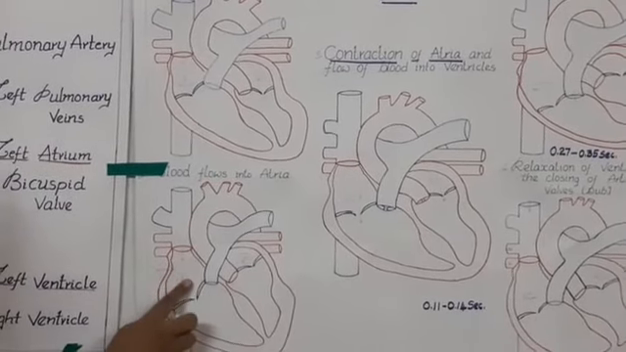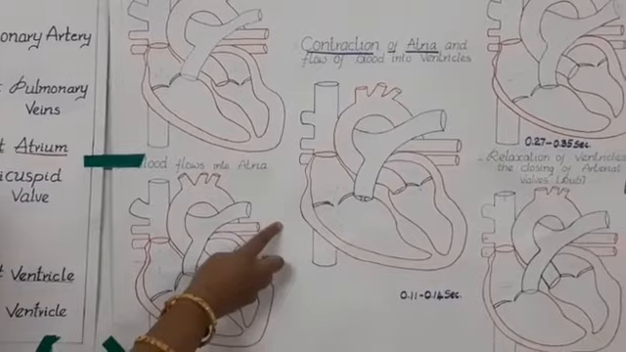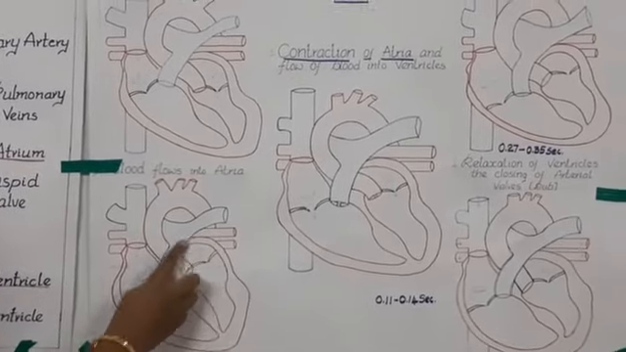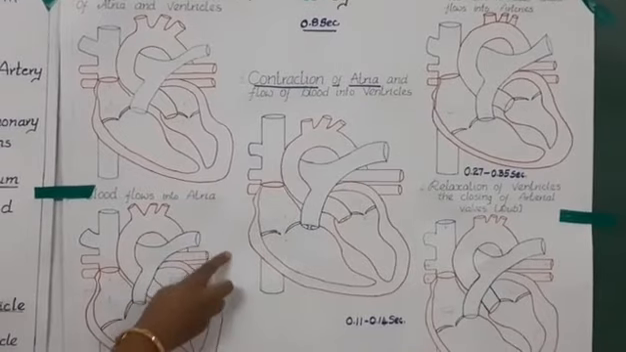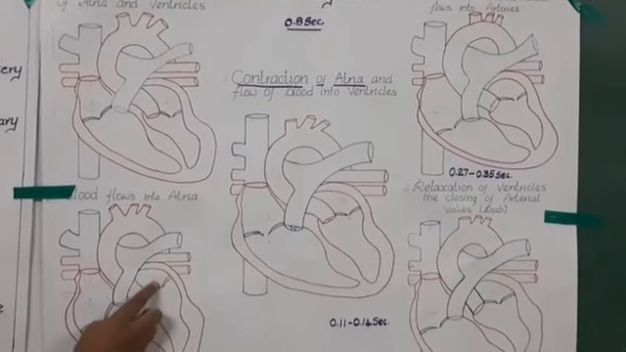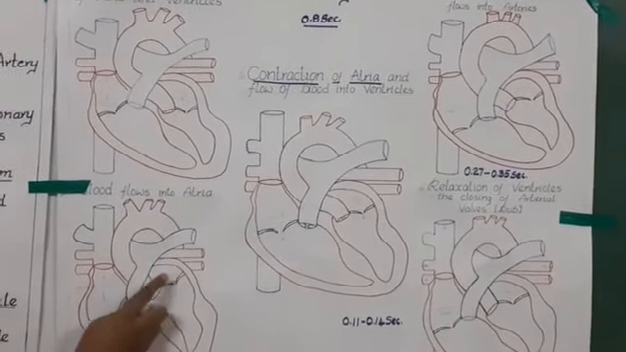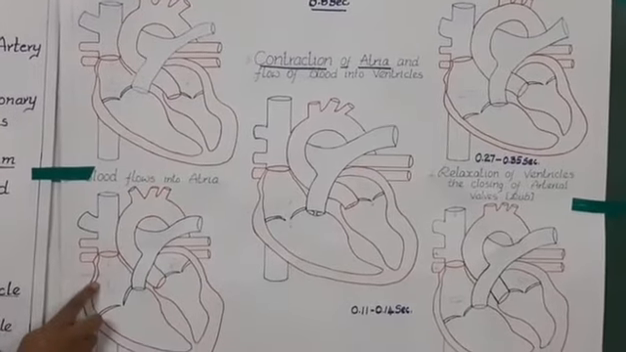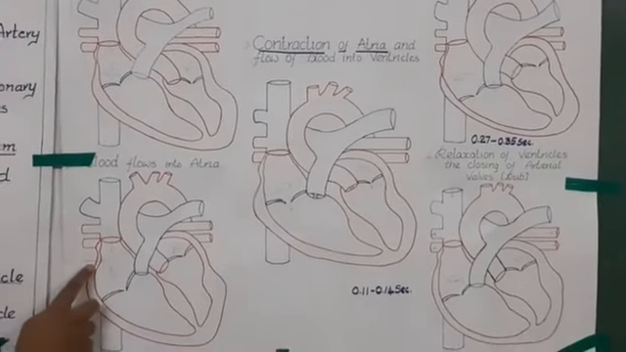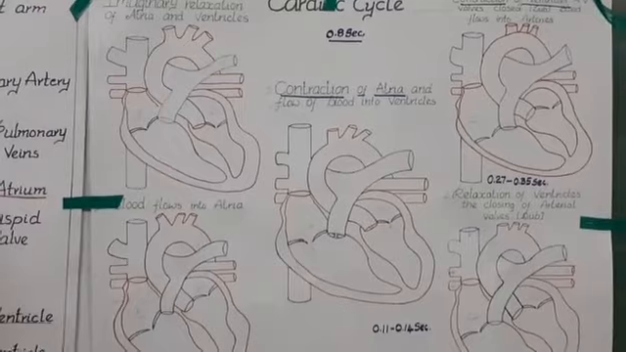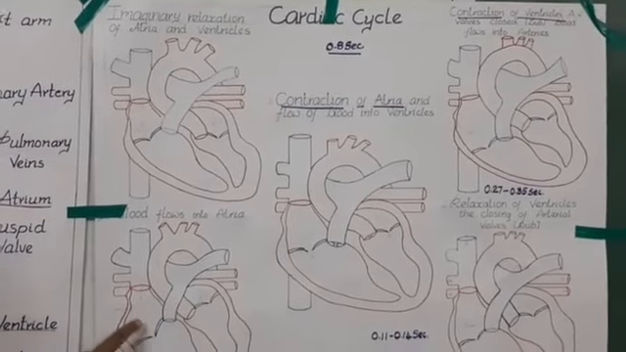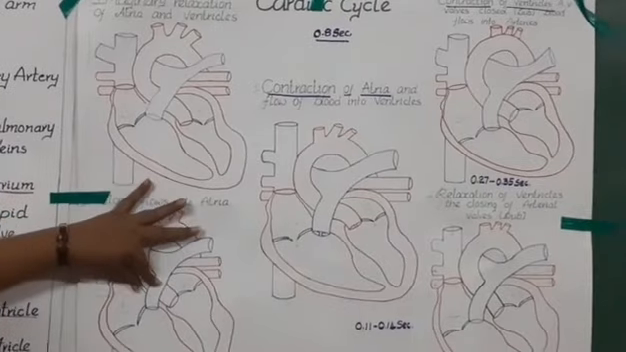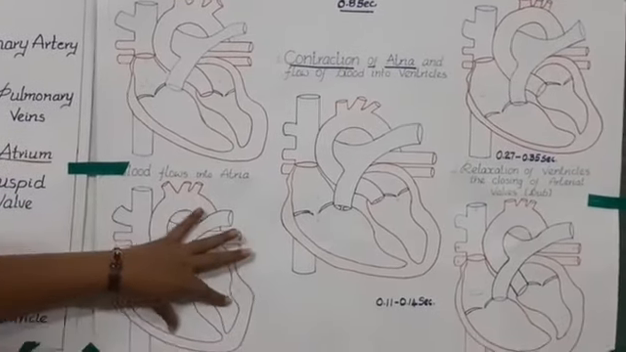And anyhow, we know that the pulmonary vein brings the oxygenated blood from the lungs. The oxygenated blood is brought by the pulmonary vein and opens into the left auricle, whereas the deoxygenated blood from all the body parts is brought by the superior and inferior vena cava and opens into the right auricle. Then both the auricles contract and pump the blood into the ventricles.